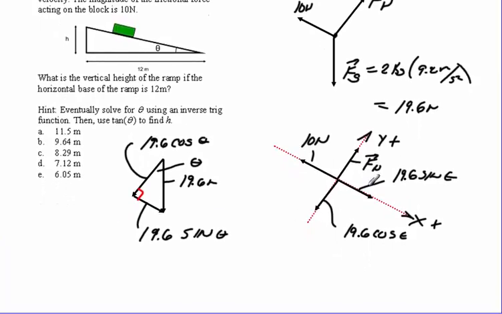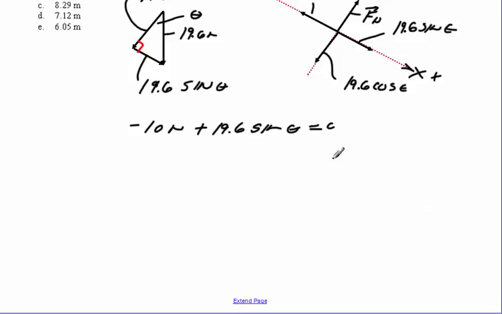So it really doesn't matter which one you do. I'm going to go ahead and do these. Can I not say that minus 10 newtons plus 19.6 times the sine of theta is equal to 0? I will solve for theta. Move the 10 over. So I get 19.6 newtons.